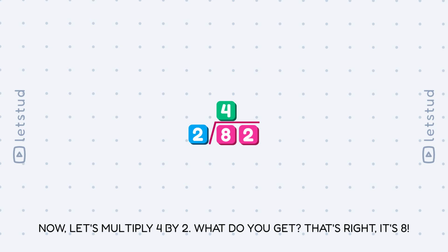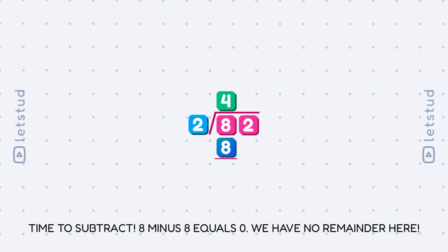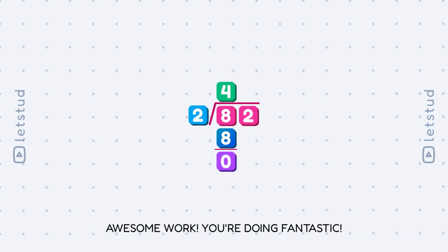Let's check. 4 multiplied by 2 is 8. Perfect. Now we subtract 8 from 8, which leaves us with 0. We're on a roll. You're doing amazing. We're one step closer to the answer.